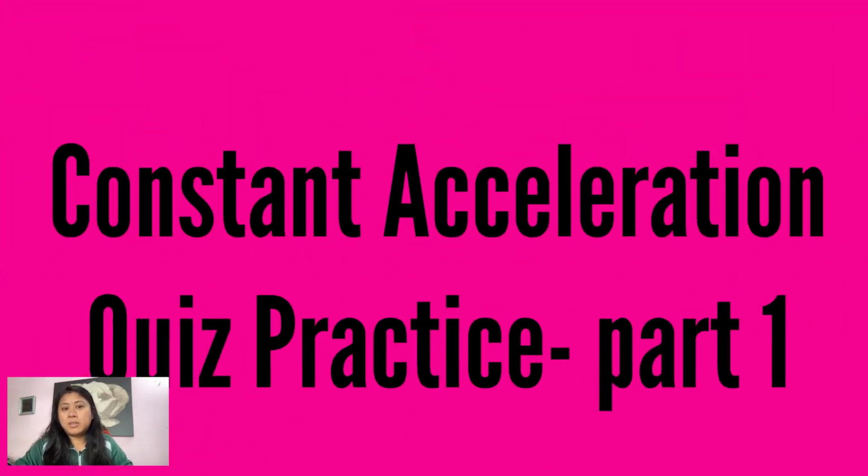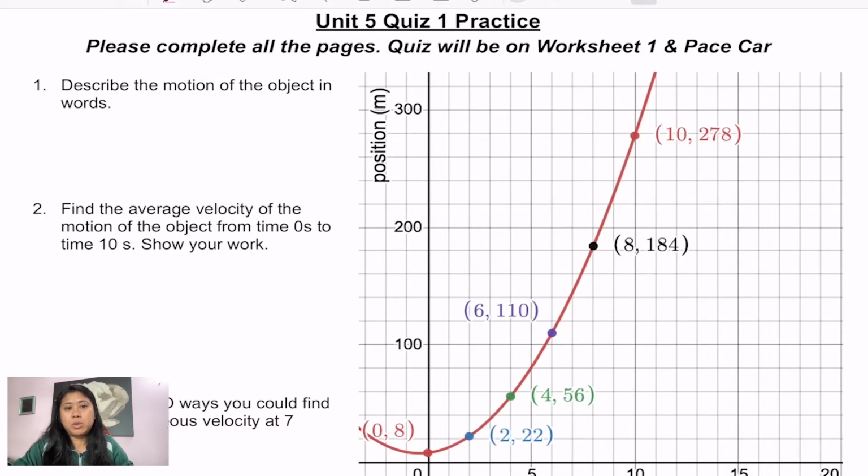So this is constant acceleration quiz practice part 1. This is a position time graph similar to what you've seen in worksheet 1. And this line is showing us that it is no longer a constant velocity.